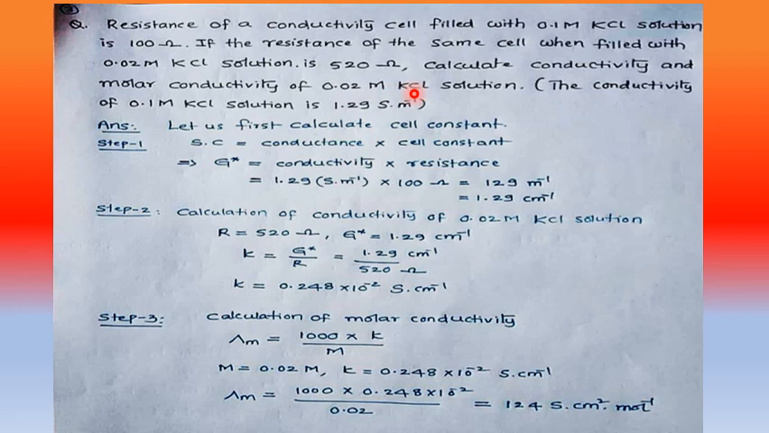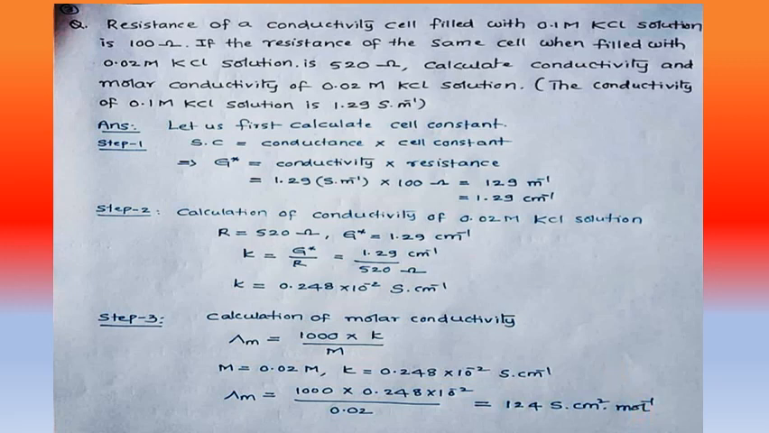Now for 0.02 M KCl solution, resistance how much? 520 ohm. So for 0.02 M, R equal to 520 ohms, cell constant equal to 1.29 centimeter inverse, and kappa is obtained from the relation. This is the answer. Next, similarly calculation of molar conductivity. This is the relation. We substitute all the values. Finally, molar conductivity equal to 124 Siemens centimeter square mole inverse.